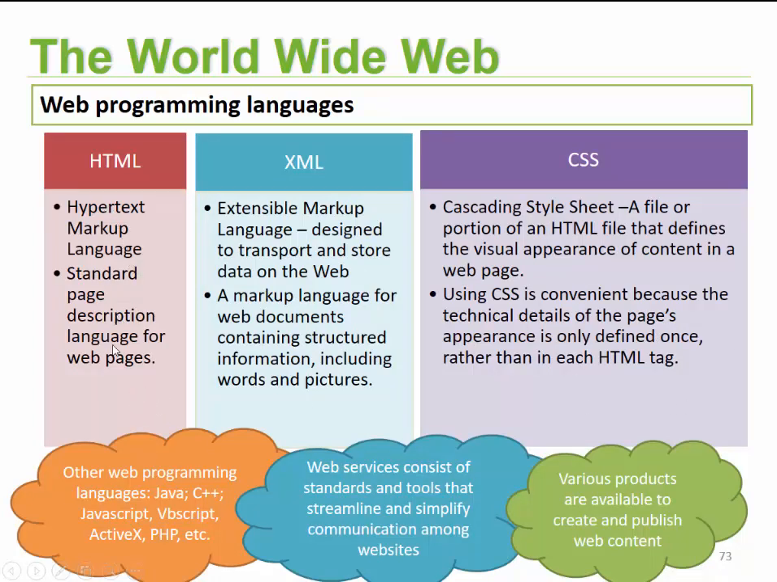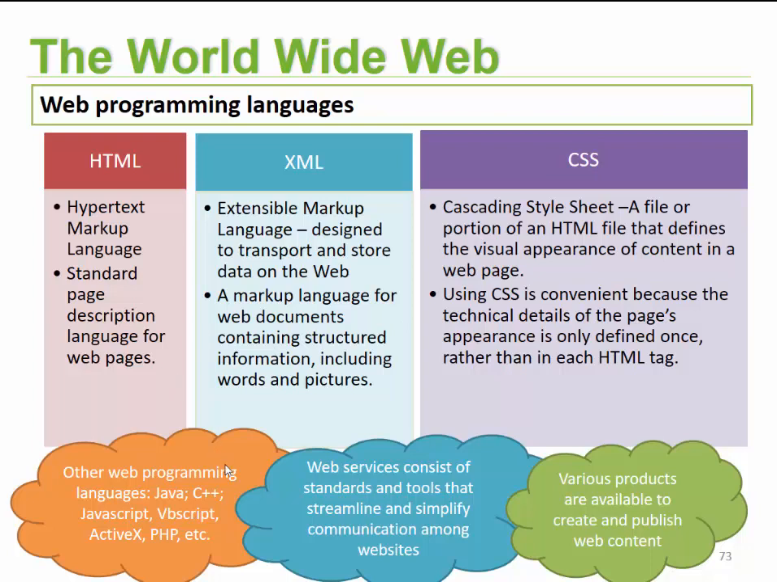So HTML we've discussed, XML we said is an extensible markup language, which indicates the structure of information and content that we want to display on a website. CSS we said stands for cascading style sheets, which is a file that will contain all the elements that will specify the visual appearance of a web page. And then very importantly, if we combine XML with CSS, it stands for XHTML.